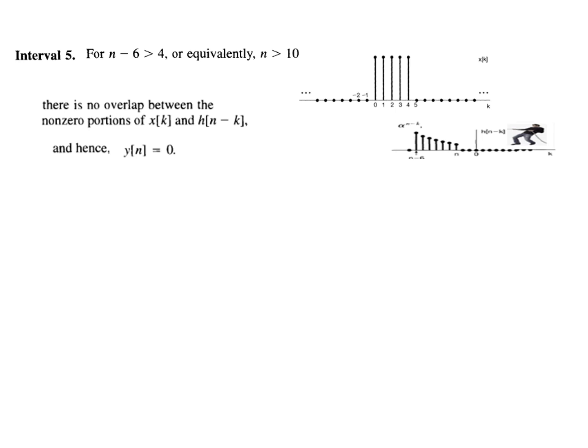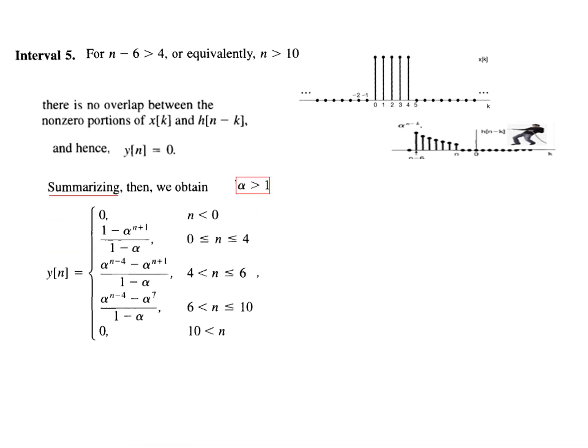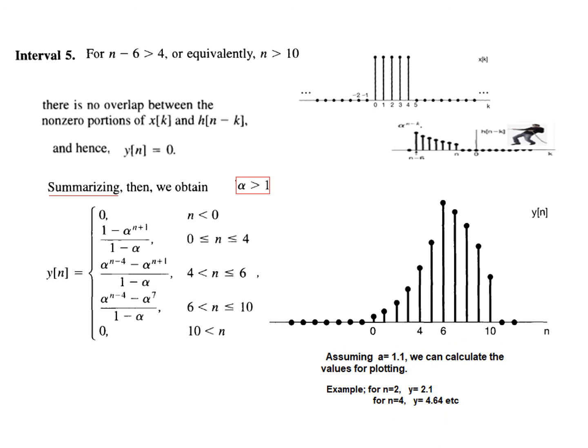Now let's summarize. By summarizing, we can see these were all the values that we got. For n less than 0 it was this. For the interval 0 to 4, we had this value. For this, all these values. And now the question asks us to plot. So we can plot it like this. I'll just show you 2 examples. You can take all the values and plot. Remember, a is greater than 1, so I'm taking it, let's say, 1.1, and I'm just calculating for this part.